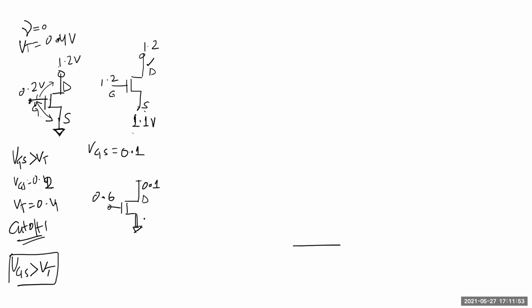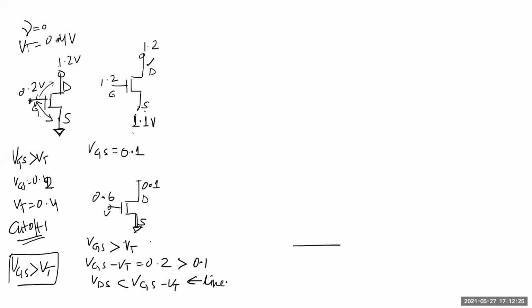Yeah, so this is drain again, this is source, this is VG. So VGS is greater than VT, right? Because 0.6 is greater than 0.4, and VGS minus VT is what? 0.2, which is greater than VDS, which is 0.1. Which means VDS is less than VGS minus VT. So this is linear, right?